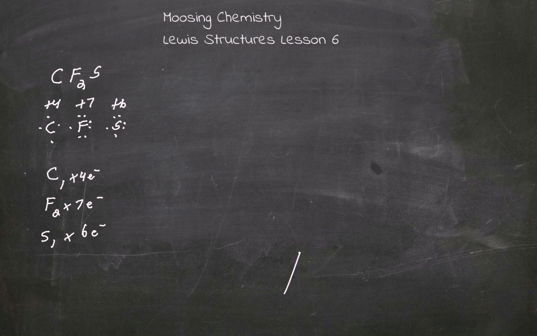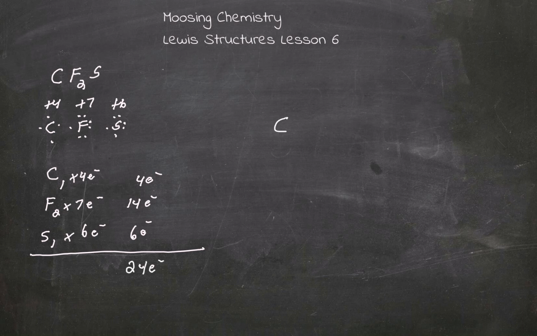Okay, well, that looks good so far. Where'd that mark come from? All right, so anyway, getting back to this. So this will give me 4 valence electrons, 14 valence electrons, and 6 valence electrons, which gives me 24 valence electrons.